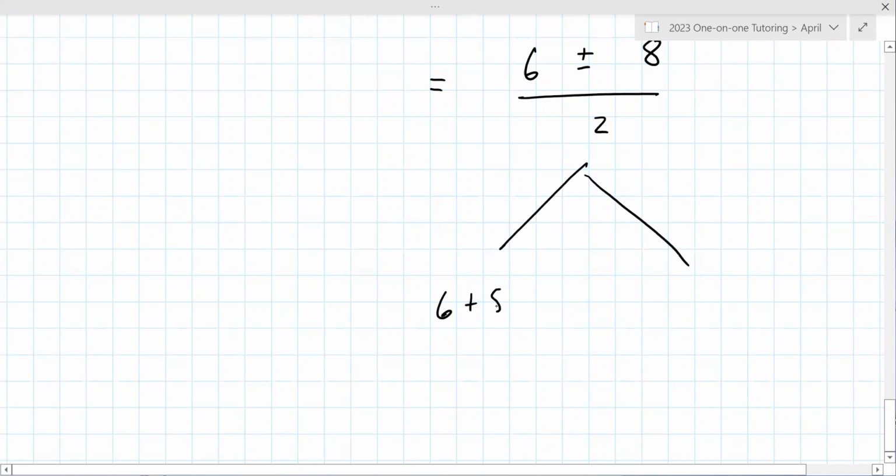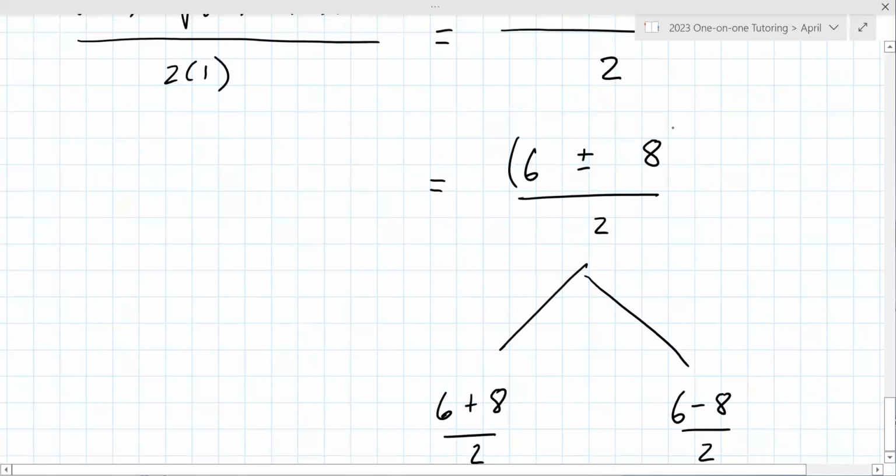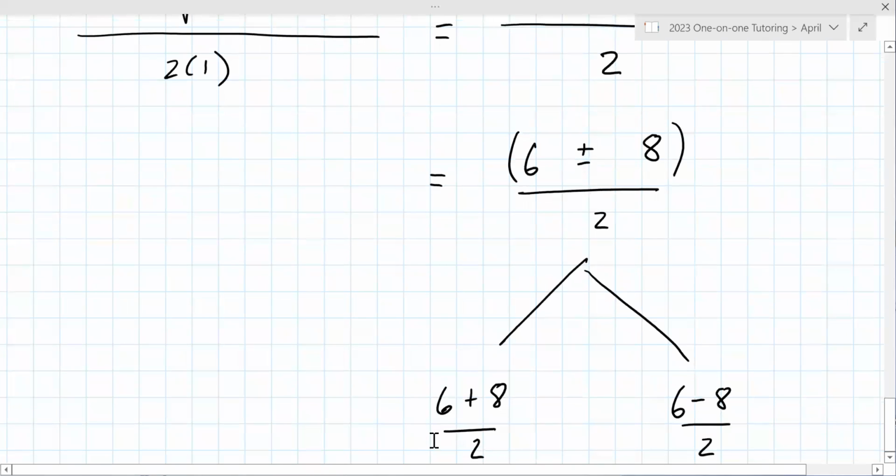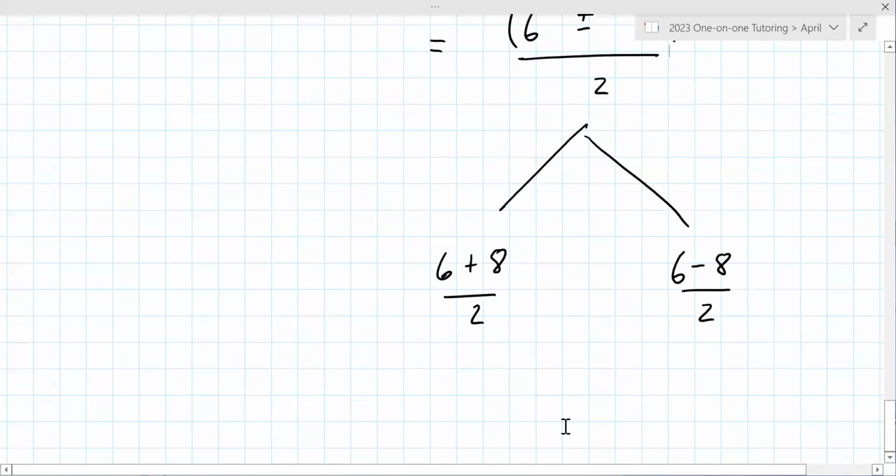Now, just like we were doing earlier, there's actually two things here. There's 6 plus 8 divided by 2, and 6 minus 8 divided by 2. The reason is there are what's called implied parentheses. They're not written, but they're there. You're supposed to know that they're there. They tell you to do the numerator first, which means you have two possibilities, 6 plus 8 and 6 minus 8, then you divide by 2. Could you calculate those for us, please?